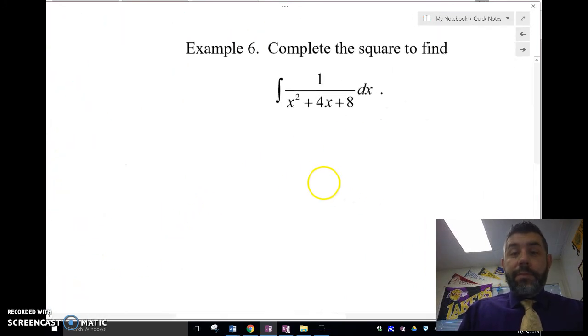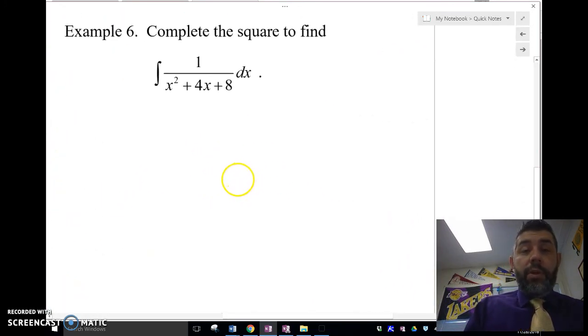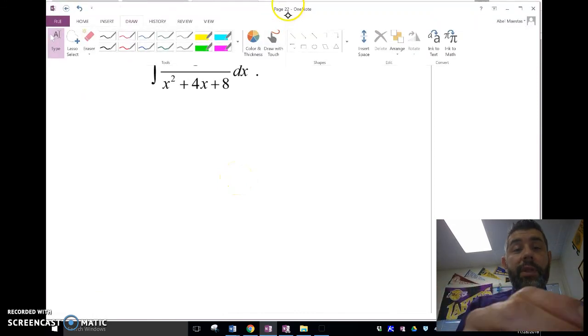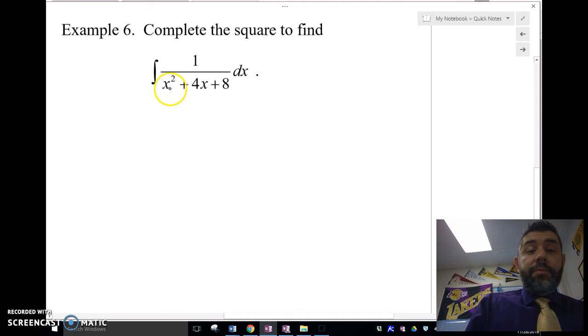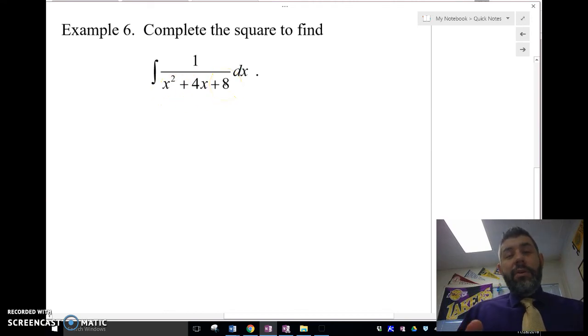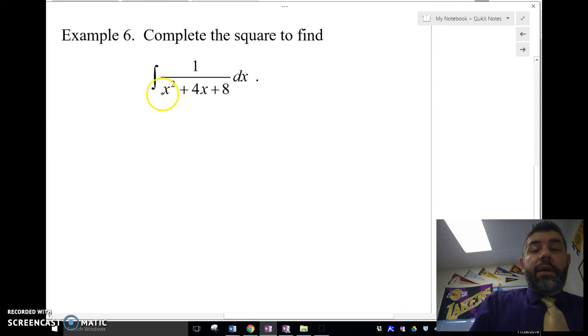Okay. I got one more here for you. Again, this is not integration by parts, but I thought I'd throw it in there because it's an interesting problem. So here you're like, what do I do? There's something I could do. Well, this one's kind of a tricky one, but we're going to complete the square.